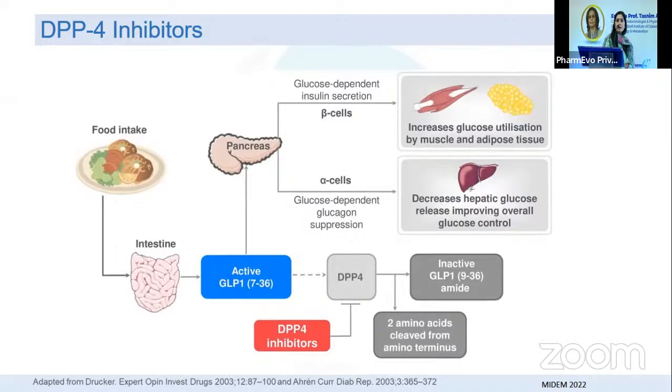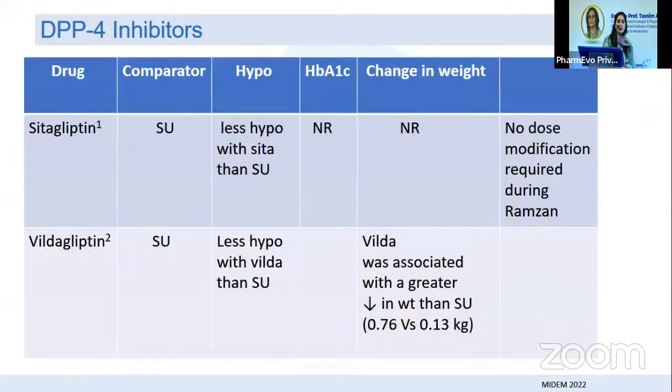In this class of drugs, we have certain drugs available like sitagliptin and vildagliptin. If the patient is appropriately dose titrated and well controlled, then there is no need to modify the dose before Ramzan. Less hypoglycemia was observed with this class of drugs, and as you can see, vildagliptin was associated with a greater reduction in weight than sulfonylurea.